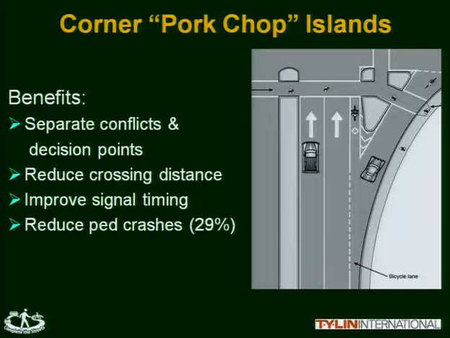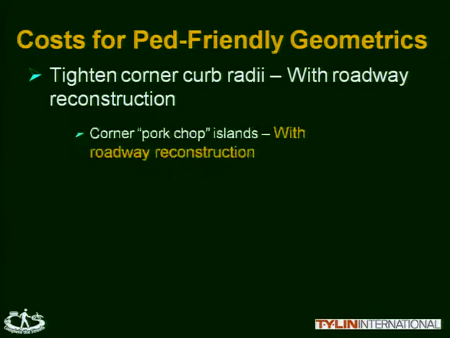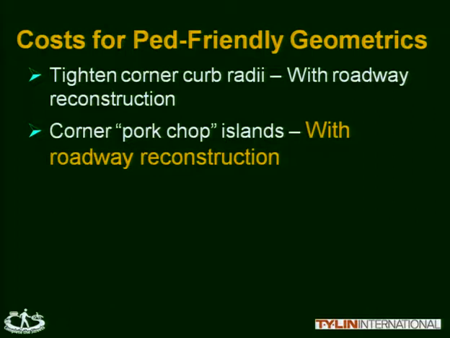Pork chop islands work. They actually reduce crashes also because instead of having a great big radius and the pedestrian has to cross from here all the way across the street, now they only have to cross from here across the street. So it makes it safer for pedestrians and it can operate better, provided the intersection is designed so this car comes to a stop when there's a pedestrian here. So this is either under signal control or it's a sign that says stop for pedestrians. Because if this is a free flow, the pedestrian doesn't have a chance. Pork chop islands, you do that again when you're doing roadway reconstruction.